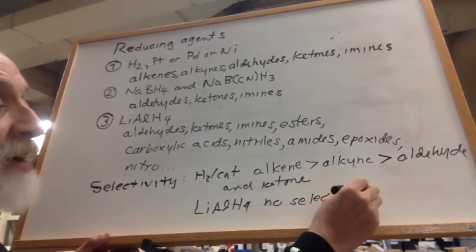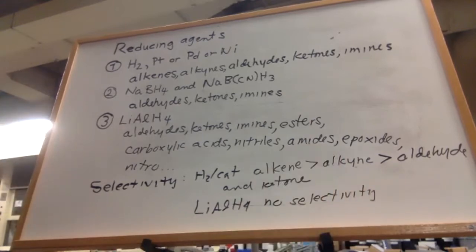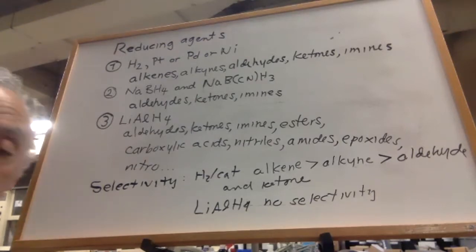You can't have, as I said before, a molecule that has an aldehyde, a ketone, an ester in it and expect just the ester to be reduced or just the ketone to be reduced. Lithium aluminum hydride reduces all kinds of stuff with very little selectivity. Okay, so let's do a problem where we're employing these principles.